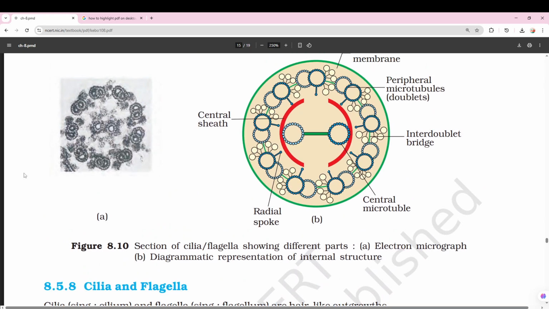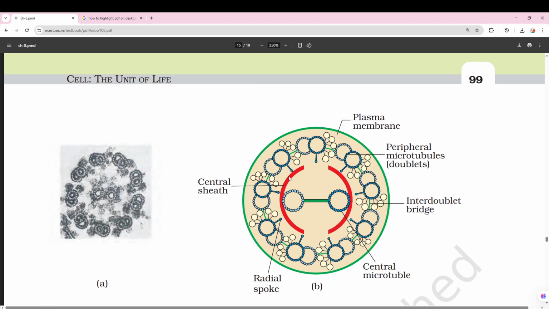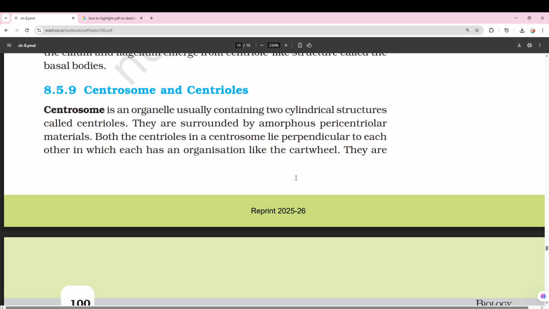This is the structure of cilia or flagella. This is the electron micrograph and this is the diagrammatic representation of the inner structure. This is the plasma membrane, peripheral microtubule doublets, an interdoublet bridge, central microtubule, radial spokes, and central sheath. Centrosome and centrioles. Centrosome is an organelle usually containing two cylindrical structures called centrioles.